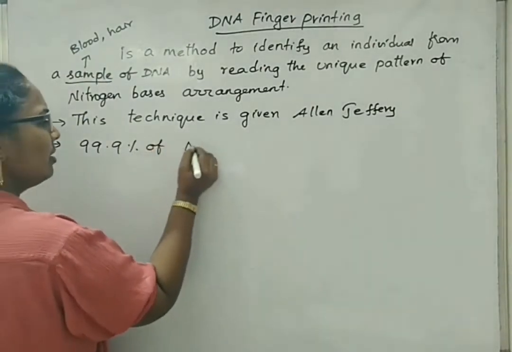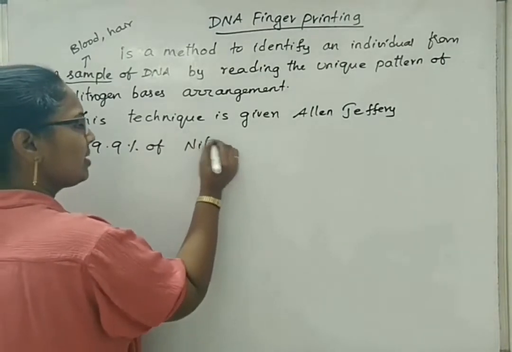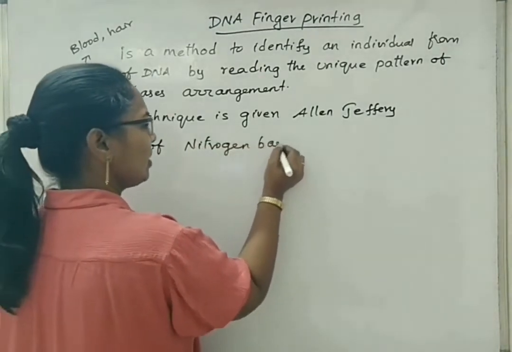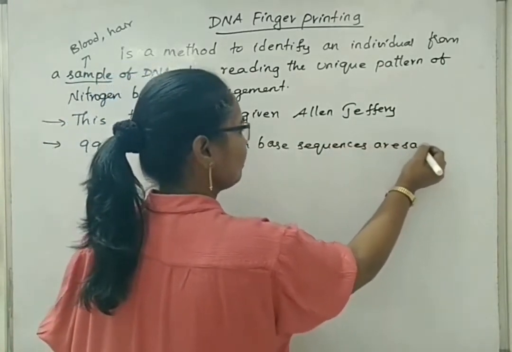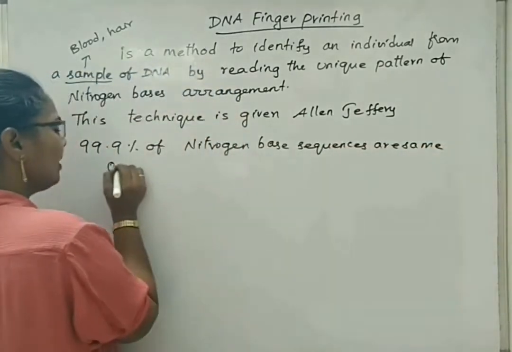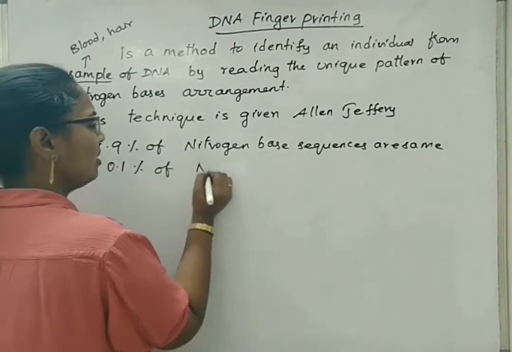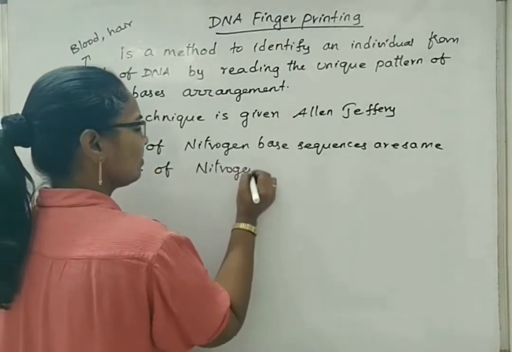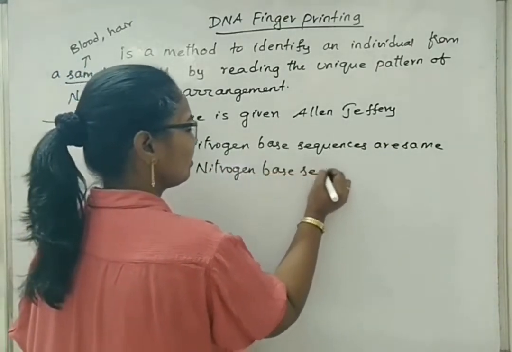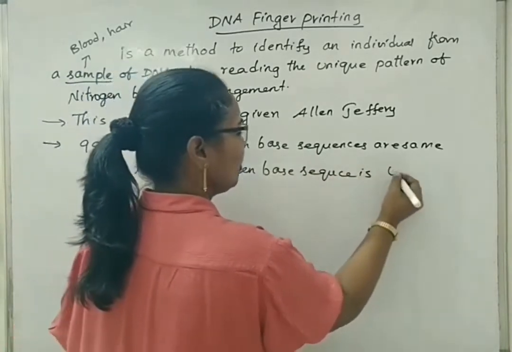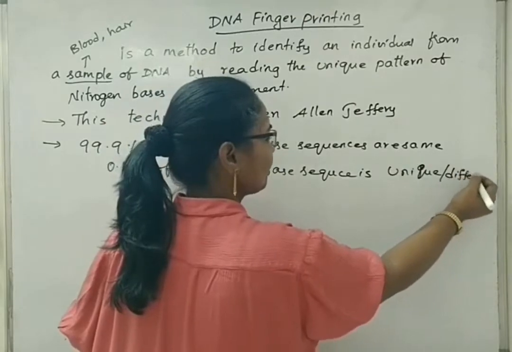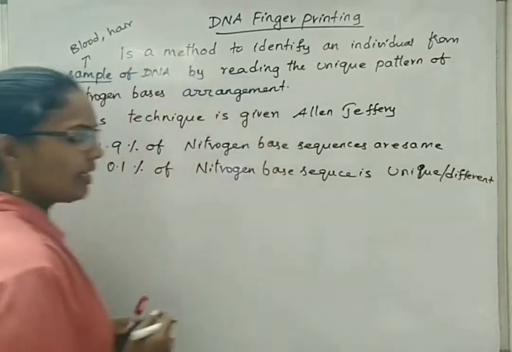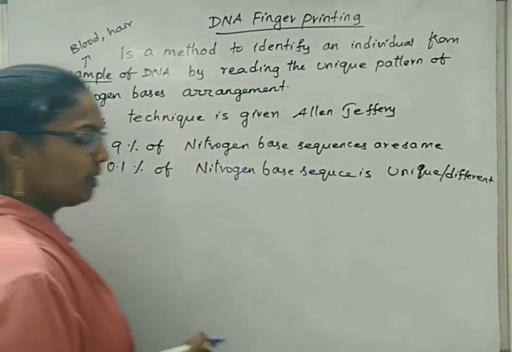99.9% of the base sequence, those bases are nitrogen base sequences, are the same. 0.1% of the nitrogen base sequence is unique or different. That is only what differentiates one organism from the other.